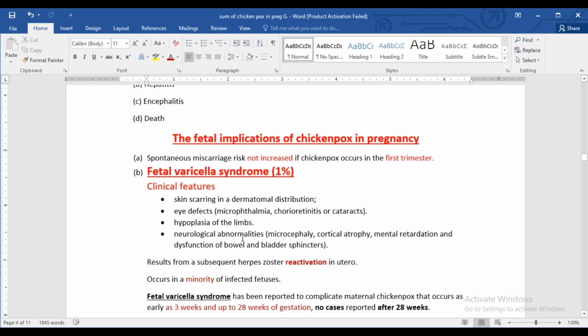As I told you, why skin scarring? Why these neurological abnormalities? Because the fetal varicella syndrome happens due to reactivation of the virus in utero. And it happens to a minority of infected fetuses. Not every fetus exposed to this infection will progress to fetal varicella syndrome. Only 1%.